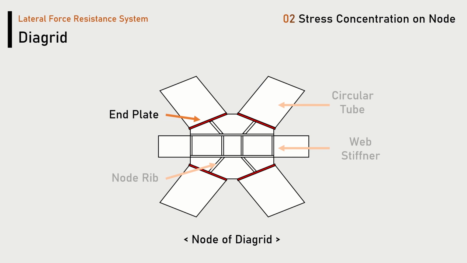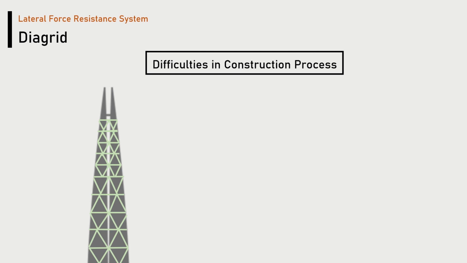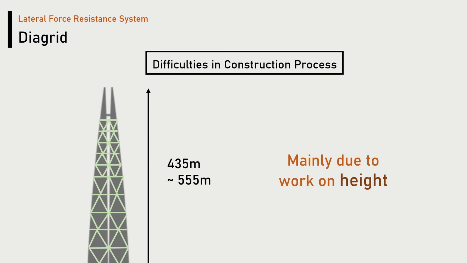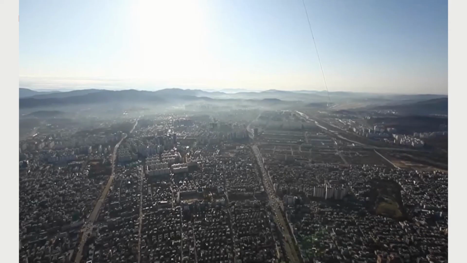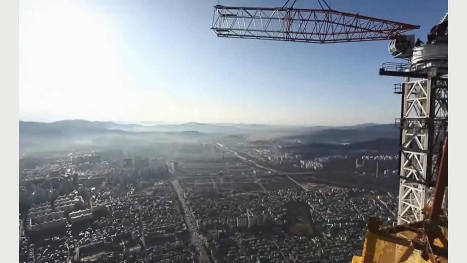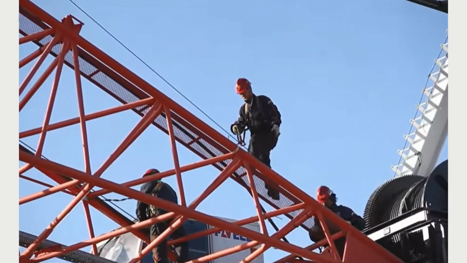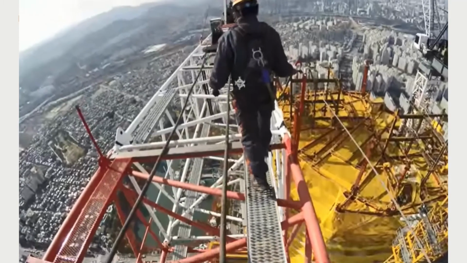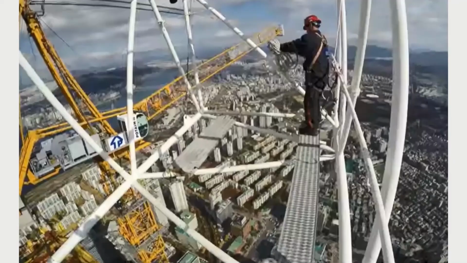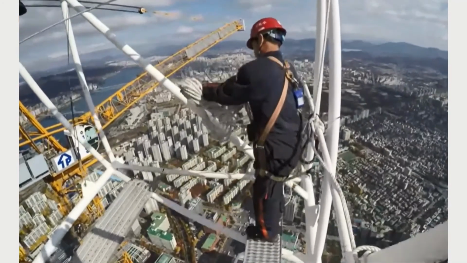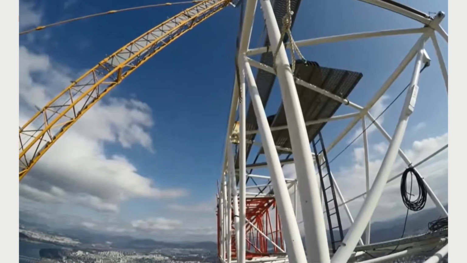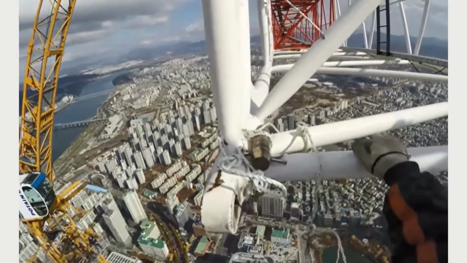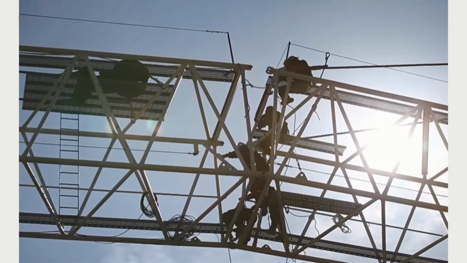Finally, let's take a look at the difficulties in the construction process. As we mentioned, a diagrid was installed at the top of Lotte Tower. Difficulties in the construction process are mainly due to work at height. Therefore, the tower crane should be installed first to carry out these works. This is a video of the tower crane installation process. At such a high altitude, workers had to proceed with crane installation work in the air. The details of the crane will be covered in the construction part next week.